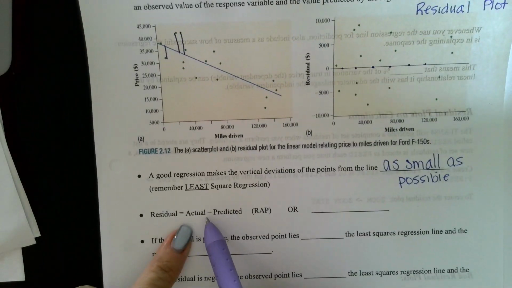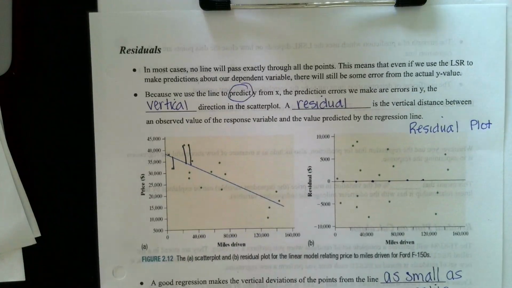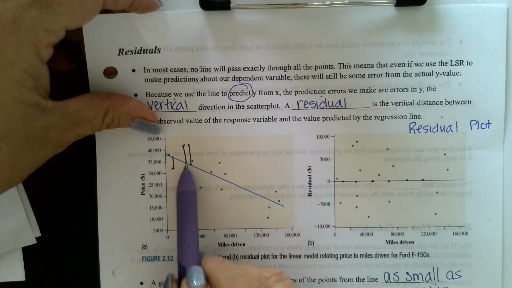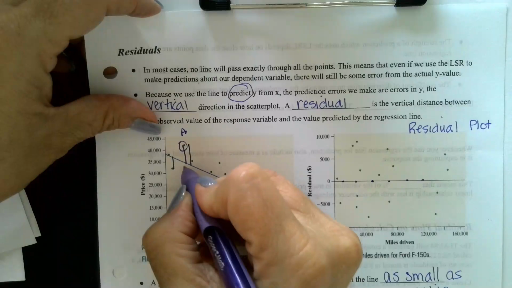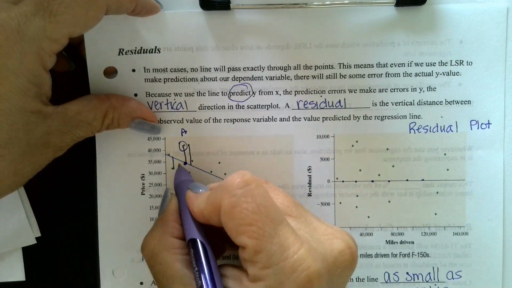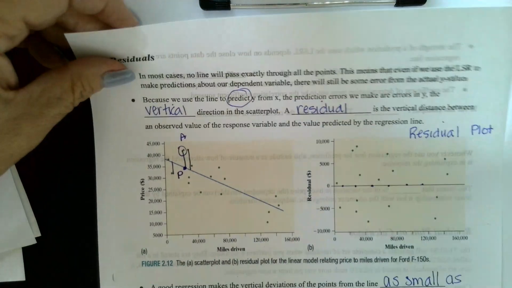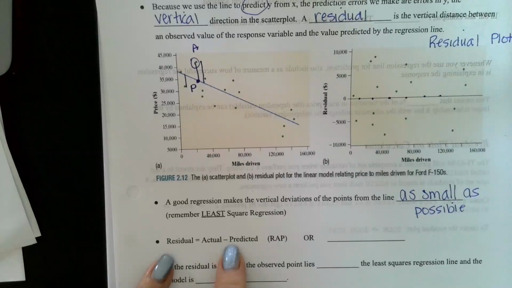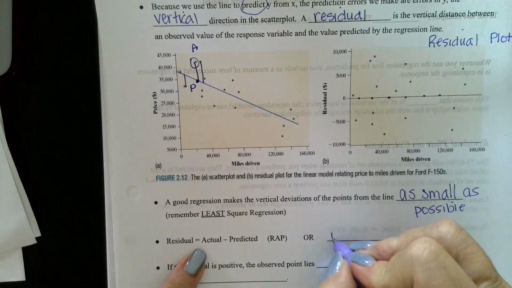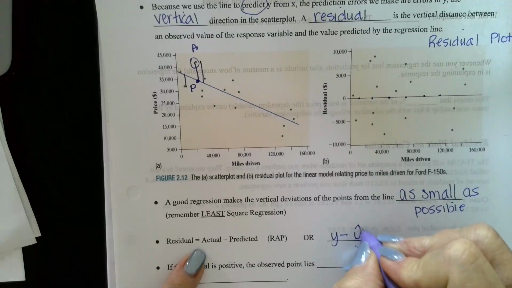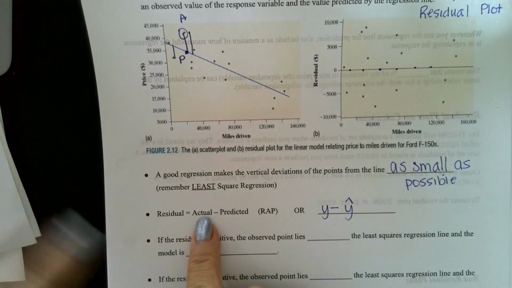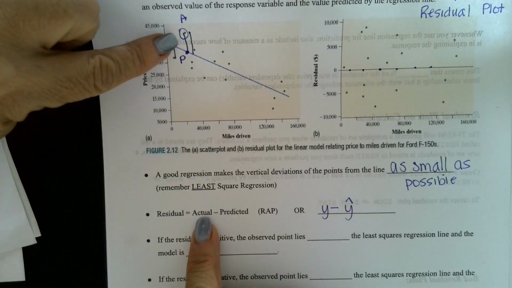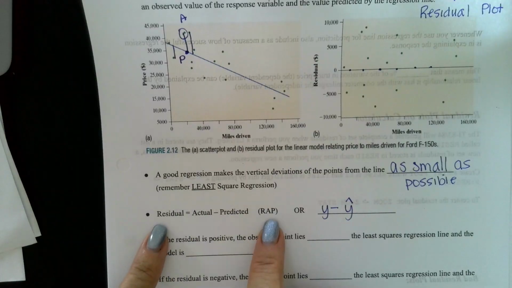by getting the actual value, so the actual value that I have right here, and I subtract the predicted value. So I have this point right here, which would be my actual value, and I have this point that would be on my least squares line, my regression line, and that would be my predicted value. So what we have is residual equals the actual minus the predicted. If we know the actual value, that's our y value, and we subtract the predicted, and this gives us our residual. So I remember this like RAP, residual equals actual minus predicted.